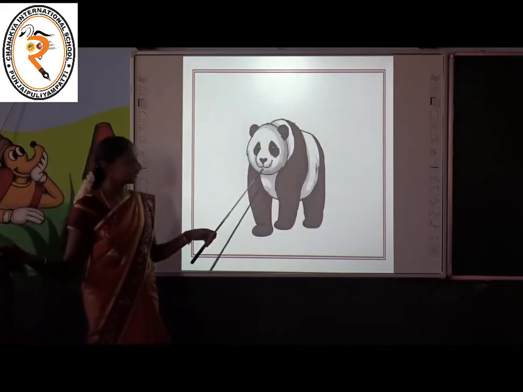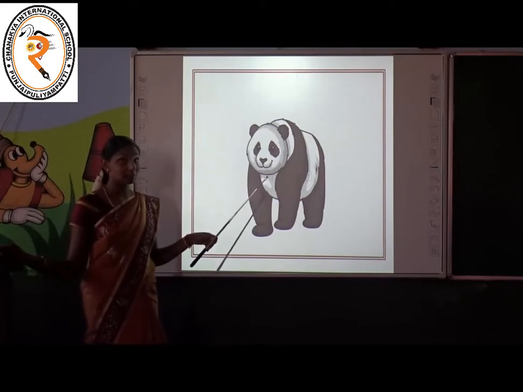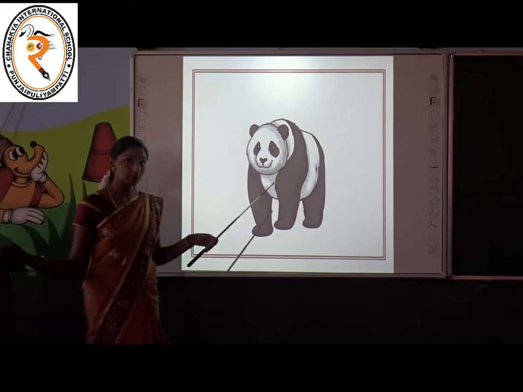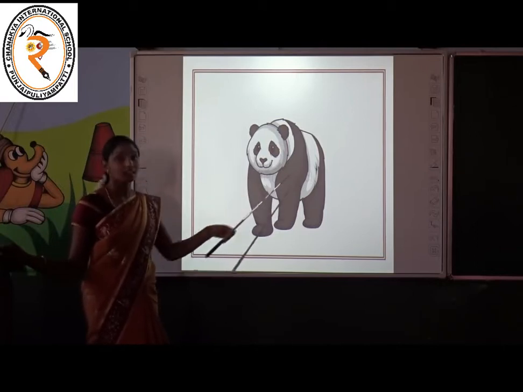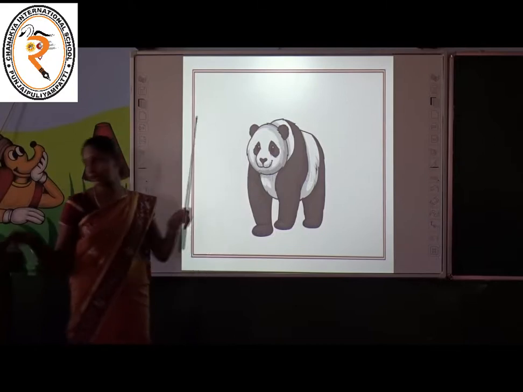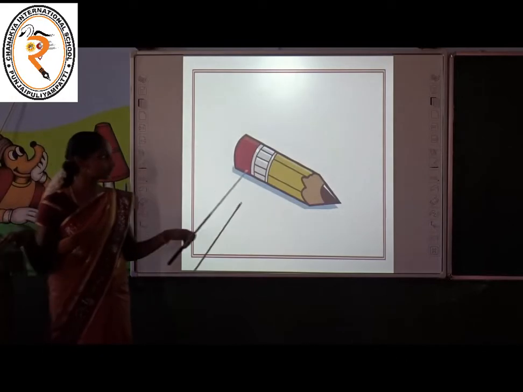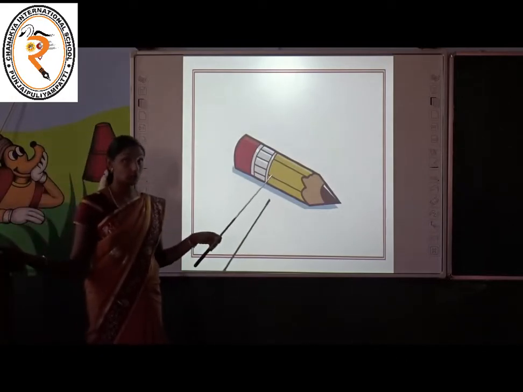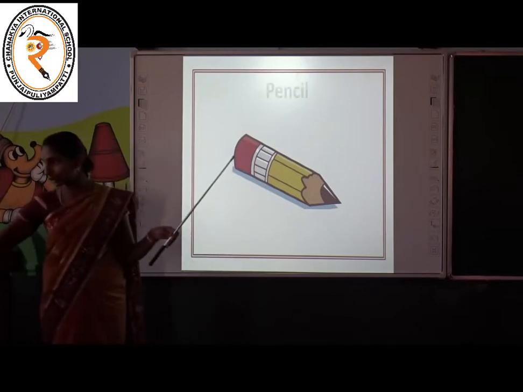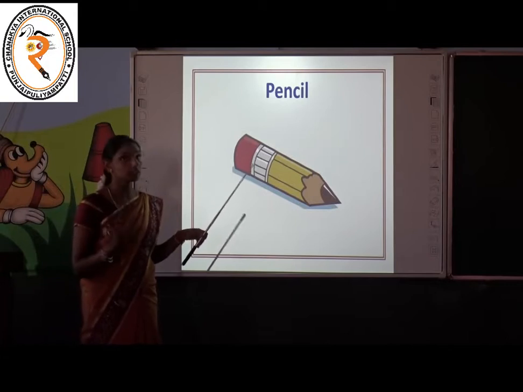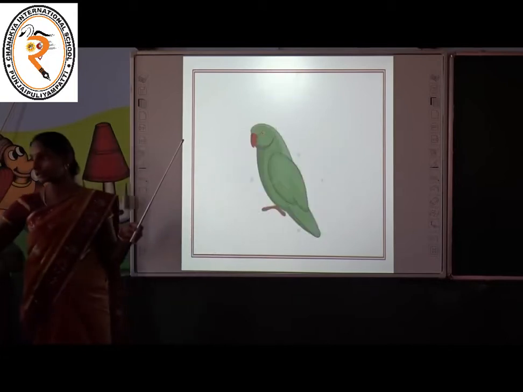What it is, children? Yes, it's an animal. Have you ever seen it? Where? In TV programs. Yes, we can see this panda in TV programs. What it is? Daily you are using it. What it is? Pencil. Very good. What it is? Pencil. Children, open your mouth and repeat. Okay, repeat all the words.